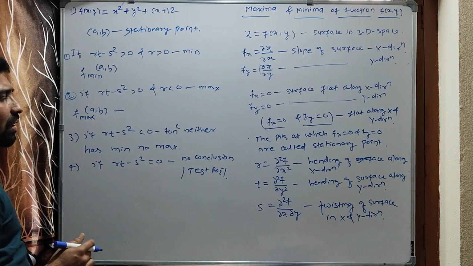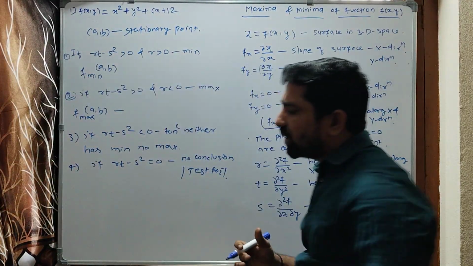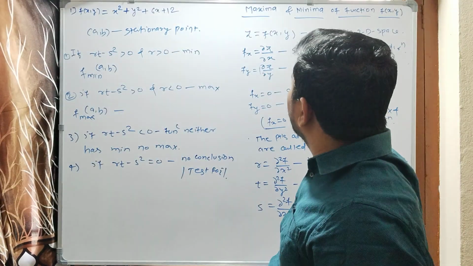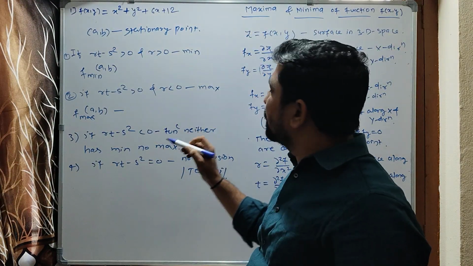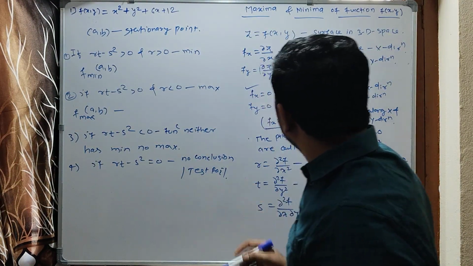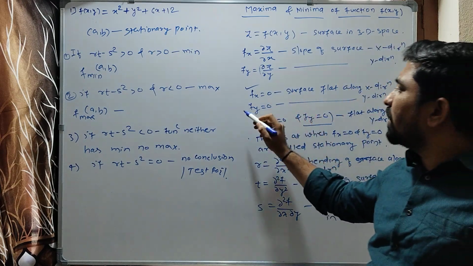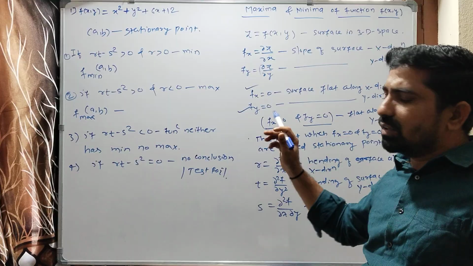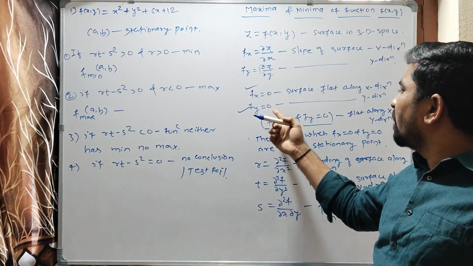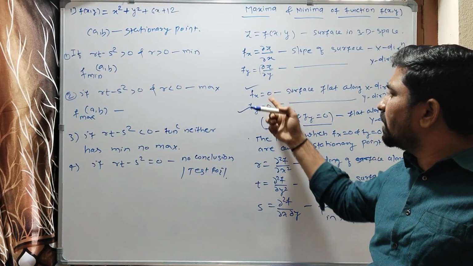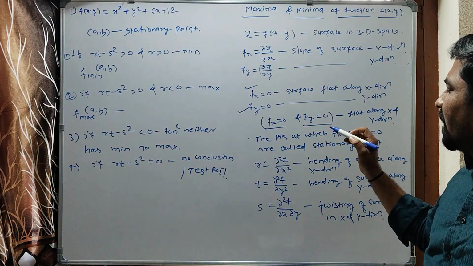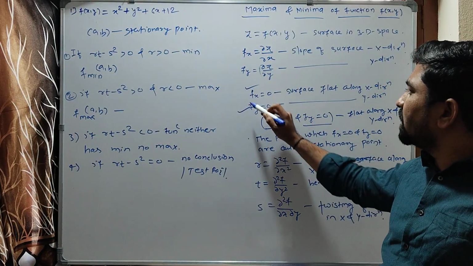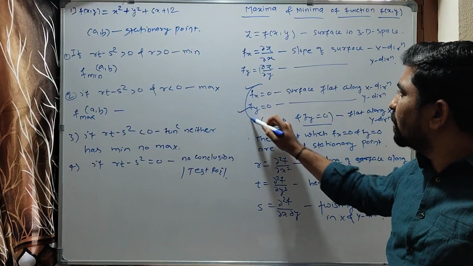So this is the working rule. How to find the maxima and minima? First, take the partial derivative of f with respect to x and equate it to 0. After that, take the partial derivative of f with respect to y and equate it to 0. You will get a system of equations. Just solve these two equations, and you will get the pair x comma y which satisfies both equations.